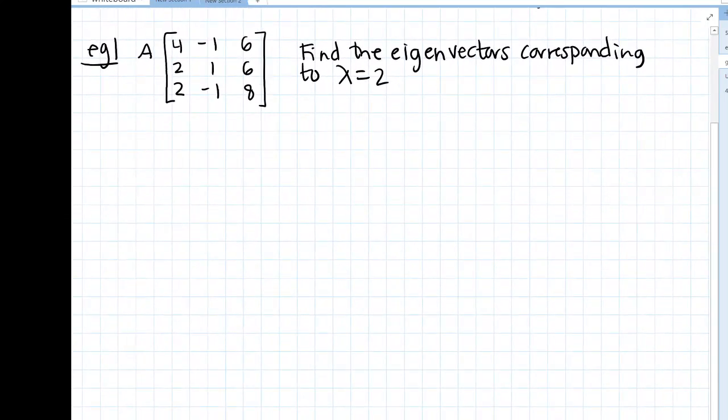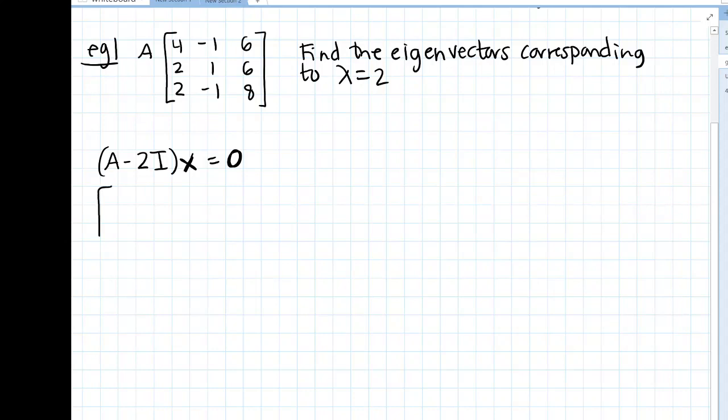So we're going to start by setting up A minus lambda I times x is equal to 0. Basically we're taking our matrix and subtracting, so in this case lambda is 2, so we're doing A minus 2I. It basically amounts to subtracting 2 from each entry on the diagonal, right? Because if you're subtracting 2 times the identity, that means you're subtracting 2 just on the diagonal.